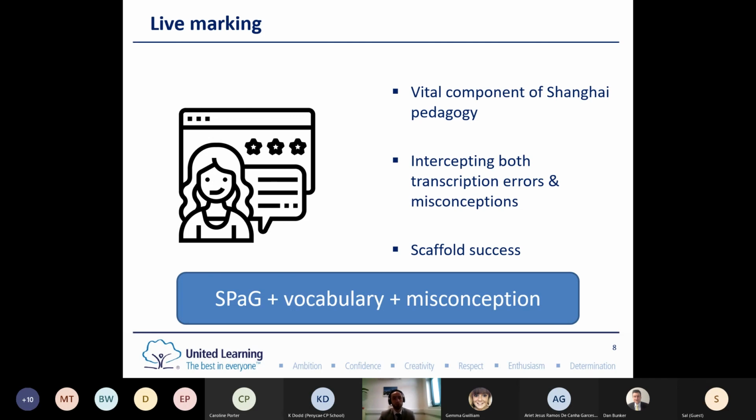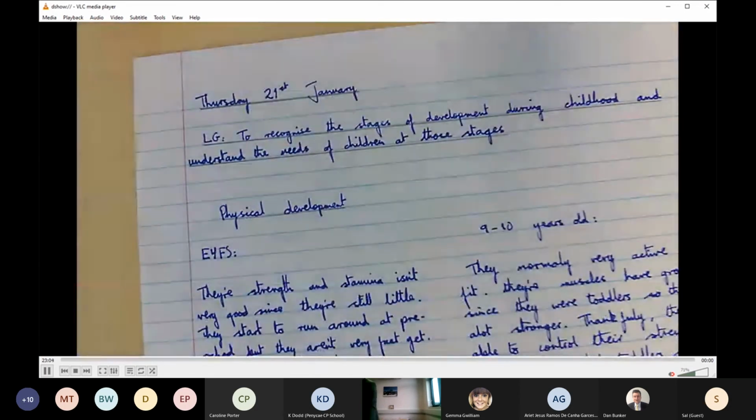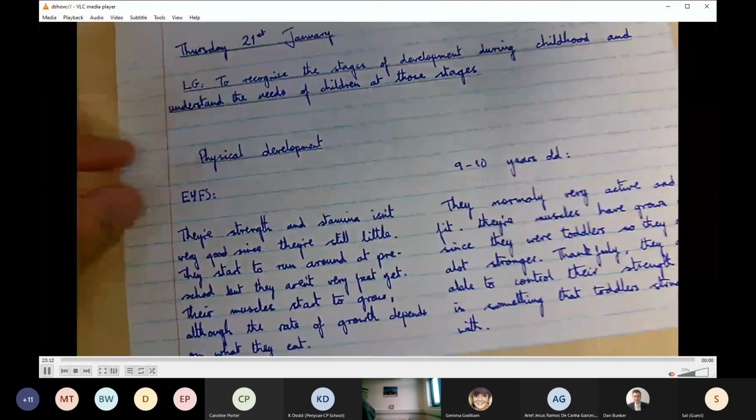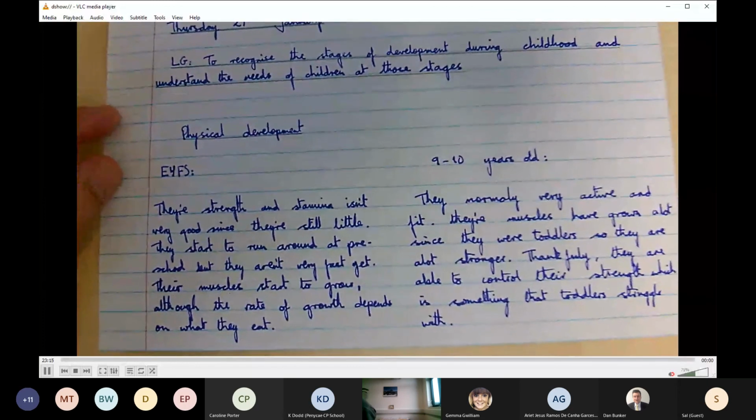You might have a focus on spelling and grammar. You might think about vocabulary, and you might have that opportunity to intercept a misconception. I'm going to have a look at a couple of those things now in terms of a piece of writing from science that our year 5s were doing recently. So hopefully my visualizer is back up on the screen now. This was done towards the end of January, and they were comparing the development during childhood between the needs of children at reception and towards the end of upper key stage 2.